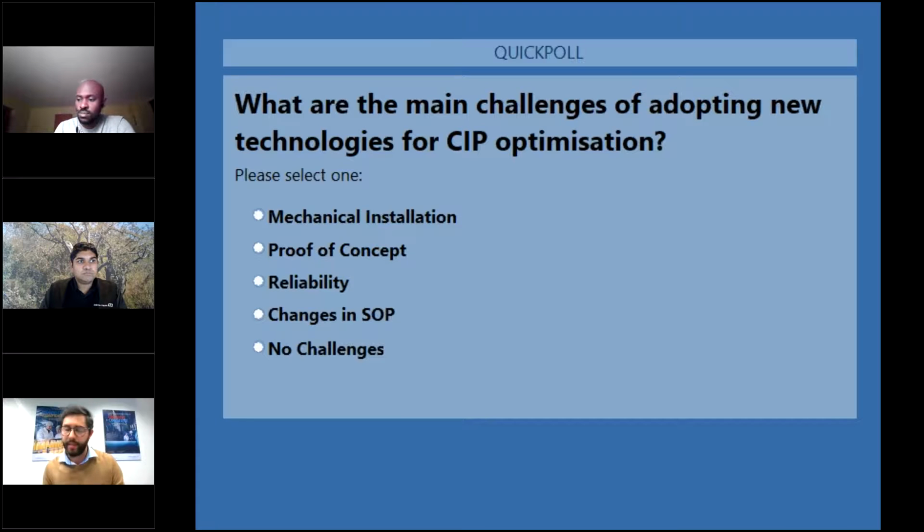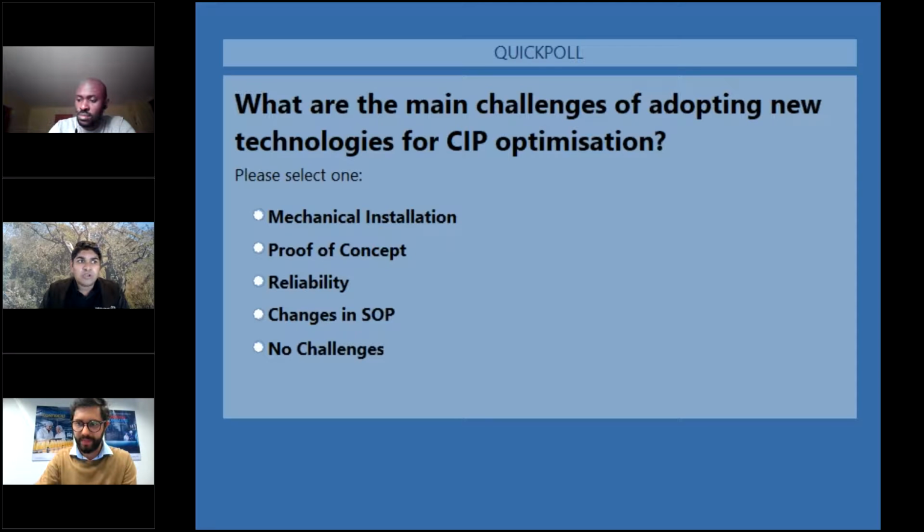Any comments from your side, Darren? Yeah, so obviously we can see here mechanical installation is number one, and proof of concept is number two. 31% of you say it's a proof of concept. Obviously, this is a new measurement technology, and you're going to be relying on it for the cleanliness and efficacy of your cleaning cycles, whether your process is clean or not.